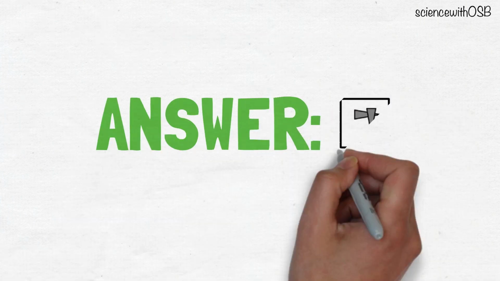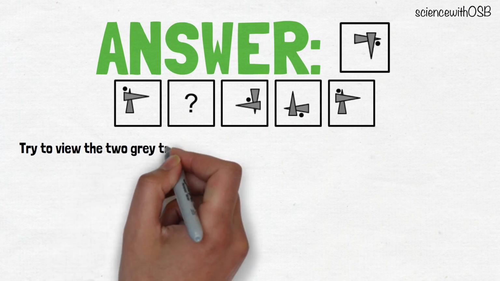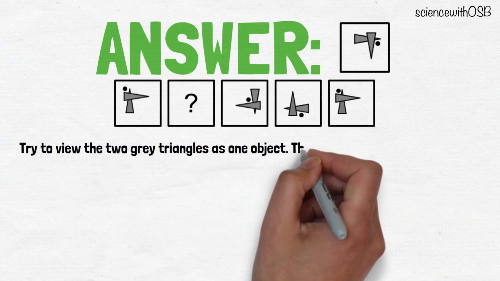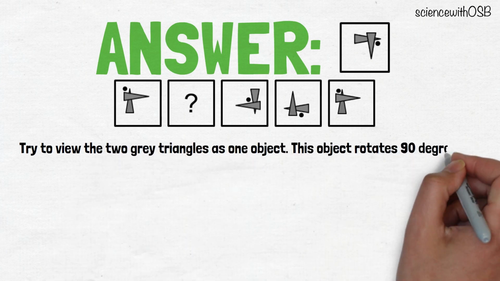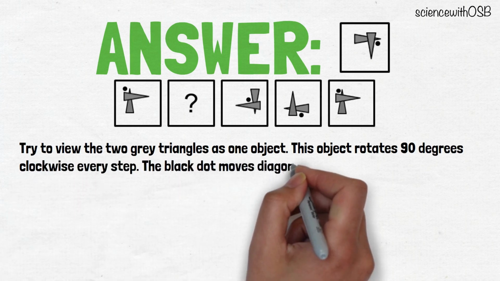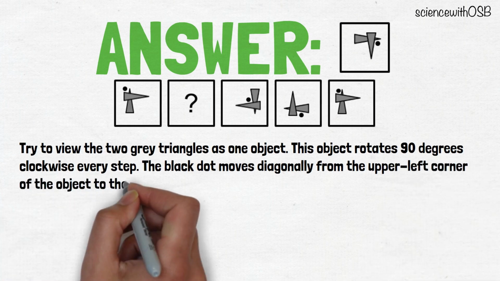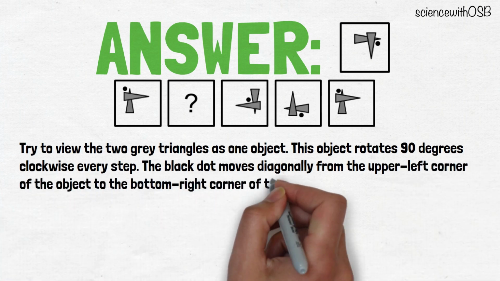Here, the correct option is option 2. You have to try to view the 2 gray triangles as one object. This object rotates 90 degrees clockwise every step. The black dot moves diagonally from the upper left corner of the object to the bottom right corner of the object.